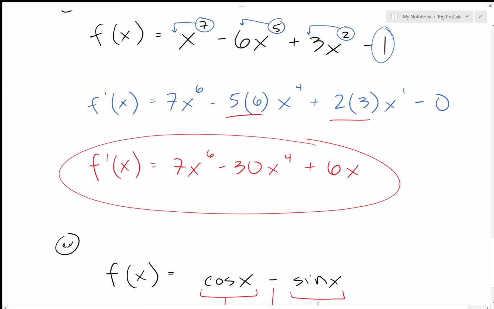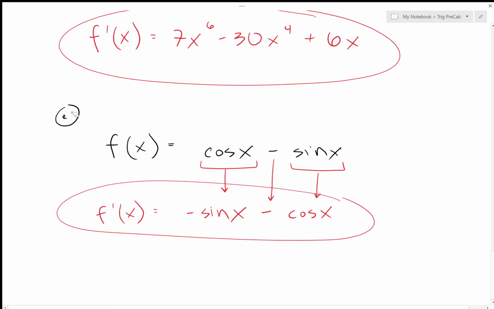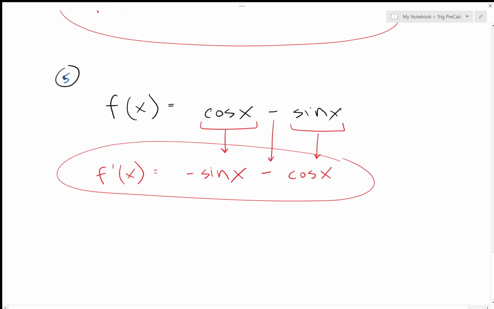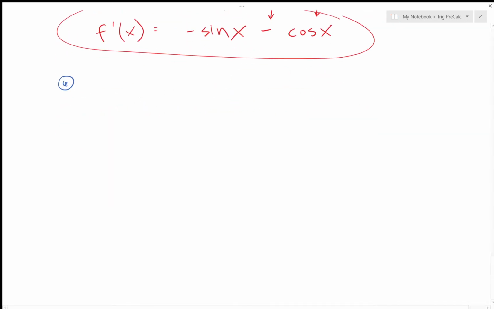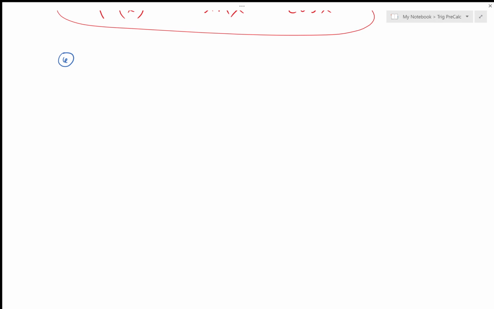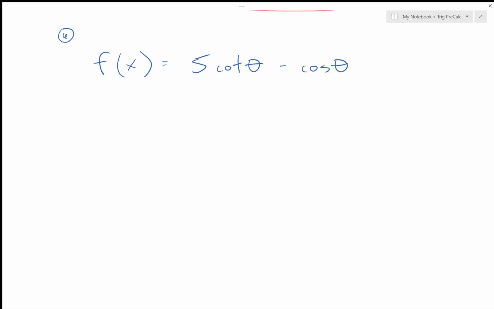I wrote example. What number was that? That was 5. Okay. A sixth example. Let's find the derivative of this function. We've got 5 cotangent theta minus cosine theta. So maybe something to look at this time. It's got theta instead of x. But that's still the variable. It doesn't really matter what's happening with that. It's just like x, just theta in this case. So let's find the different pieces of this.